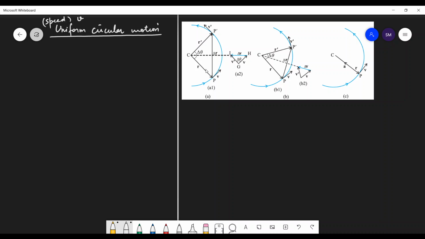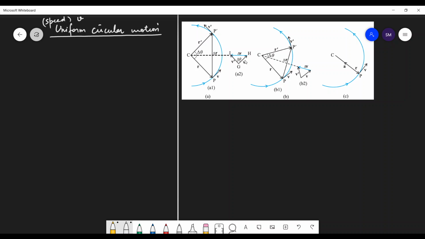Now look at this part of the circle. The object was at P and P dash at time t and t dash, and we have the position vector r and position vector r dash, and v be the velocity at P and v dash is the velocity at P dash, and the angle between r and r dash is delta theta, and this is the displacement delta r.